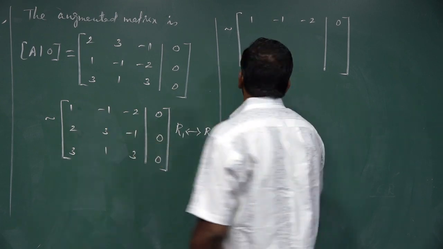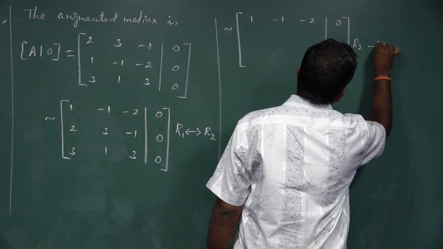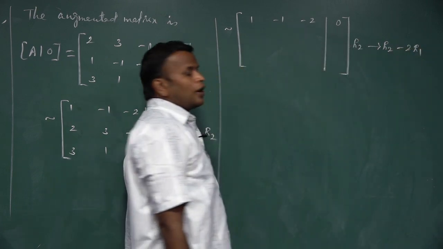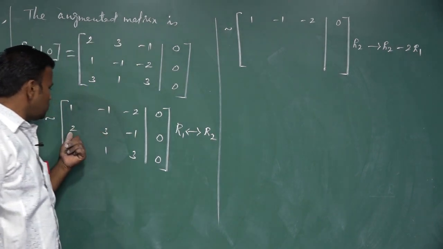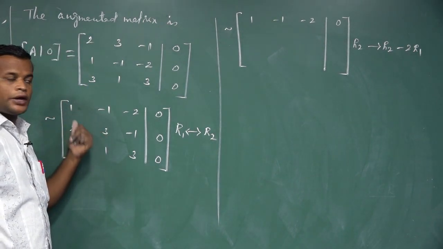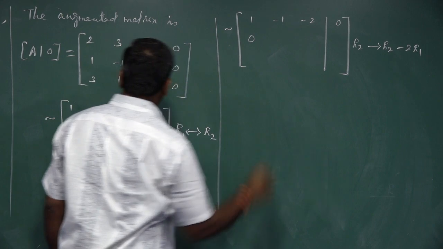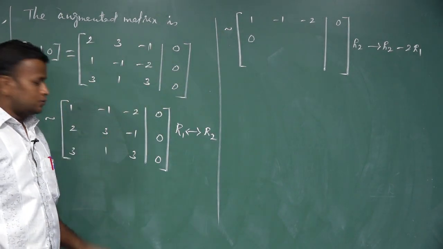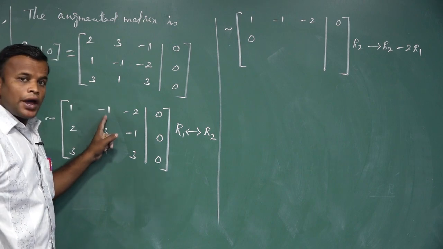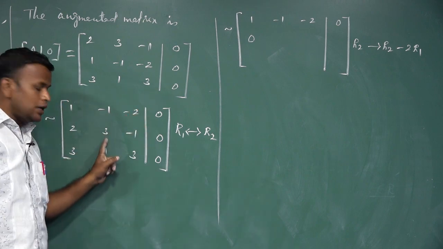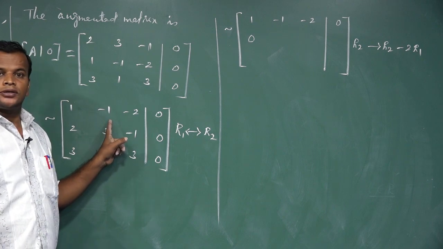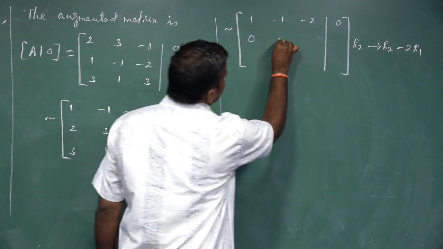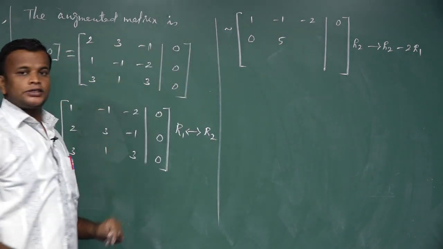So we write R2 as R2 minus 2 times R1. Now we check. 2 minus 2 ones are 2. 2 minus 2, 0. The number 3, how to write R2? 3 minus 2 times R1. 3 minus 2 times minus 1. So minus and minus is plus. 3 plus 2 is 5. This is a small number, so I directly write it.